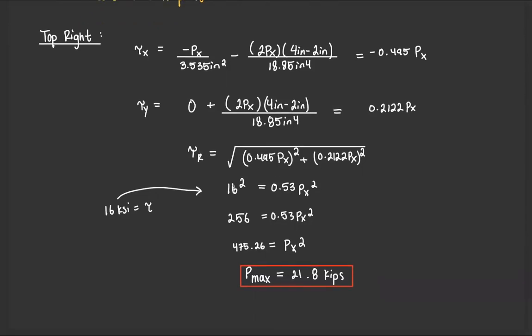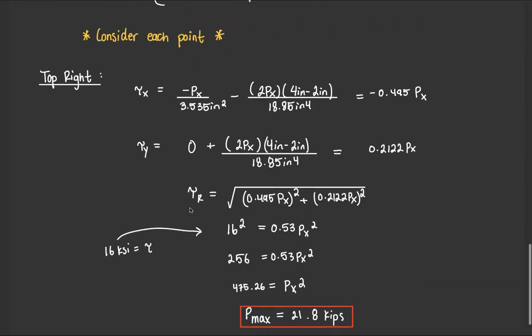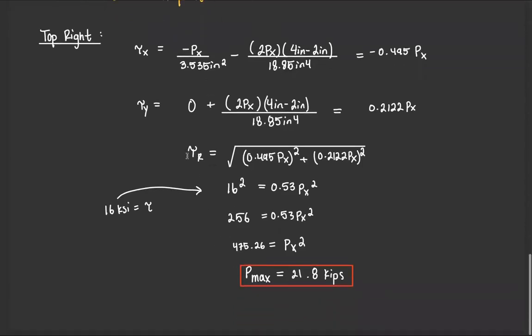And for this problem specifically, we wanted to find the maximum force for the allowable of 16 ksi. So we went ahead and just equaled the left side to the allowable, and we found that the max force was 21.8 kips.